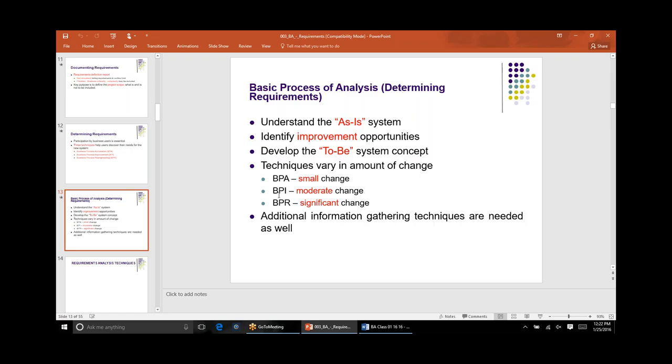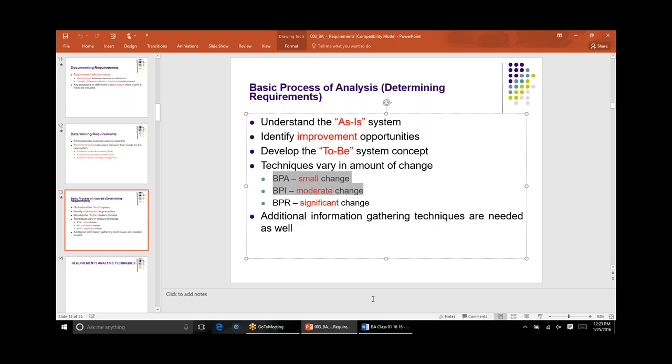Now when we talk about BPA, BPI, BPR, business process automation, business process improvement, business process reengineering: business process automation involves small changes, business process improvement involves moderate changes, and business process reengineering involves significant changes. Small change, moderate change, significant change. I would like you to make a note of these three statements.